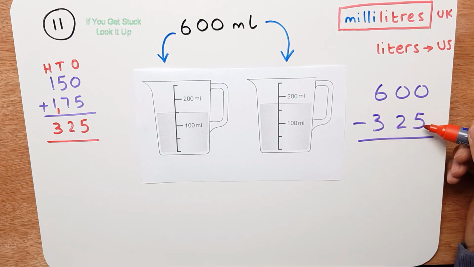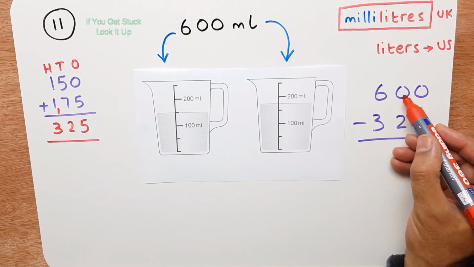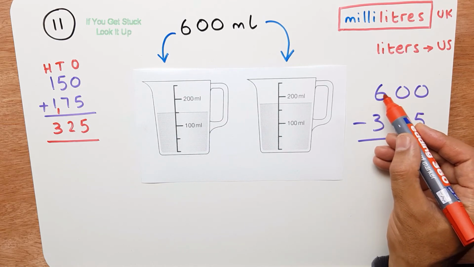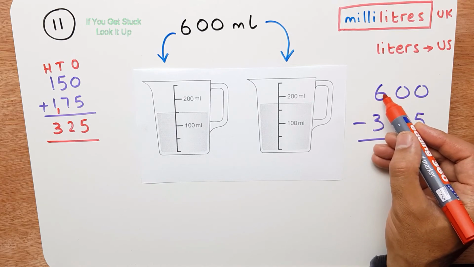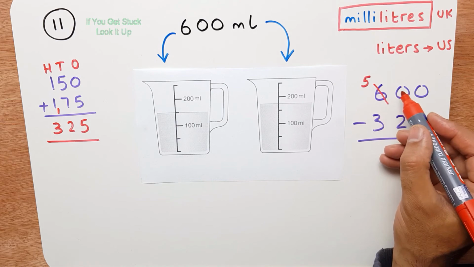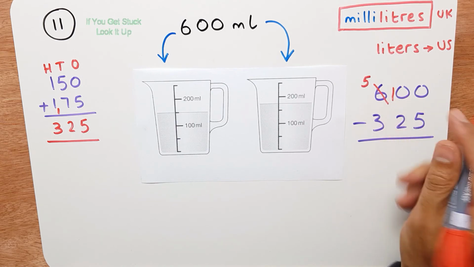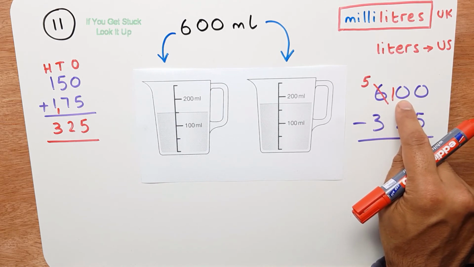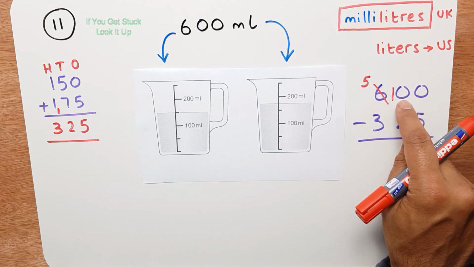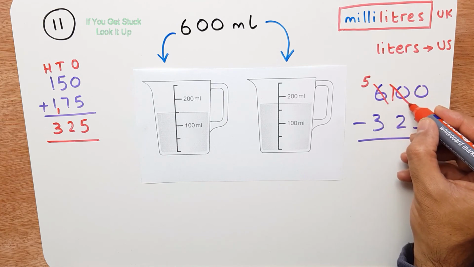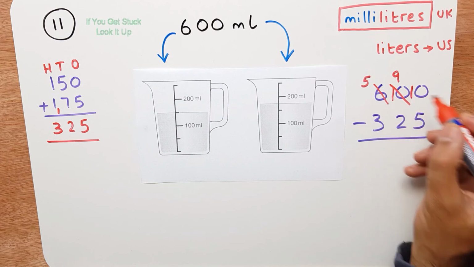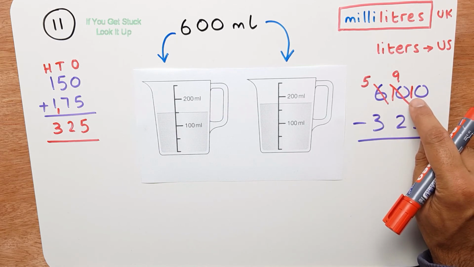0 take away 5 we can't do. So this 0 goes to its neighbour and tries to borrow 1. It can't. So this 0 has to go to its neighbour to borrow 1. So we cross off the 6 and that becomes a 5. And the 1 we've borrowed turns this 0 into a 10. Now this 0 can borrow 1. So this 0 goes over to its neighbour. We cross the 10 out and that becomes a 9. And the 1 we've borrowed here turns this 0 into 10.